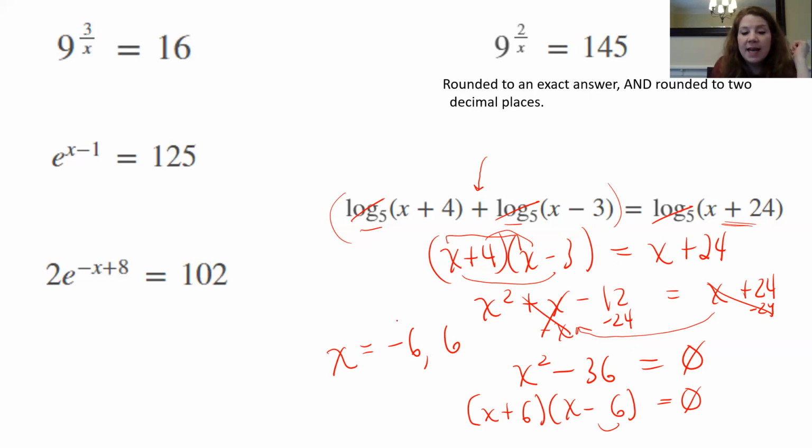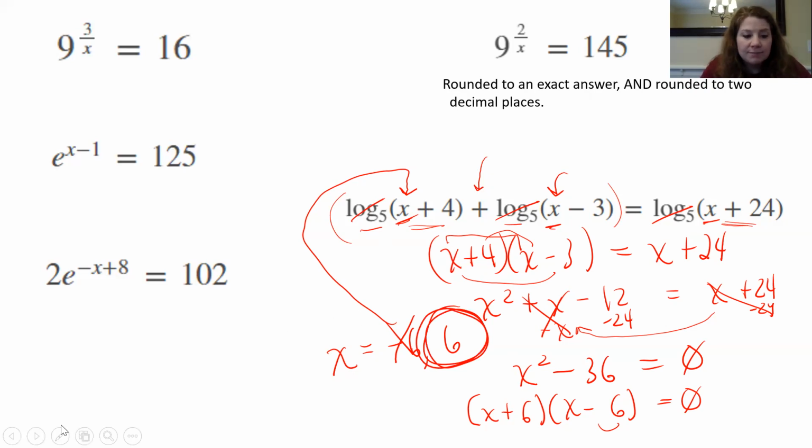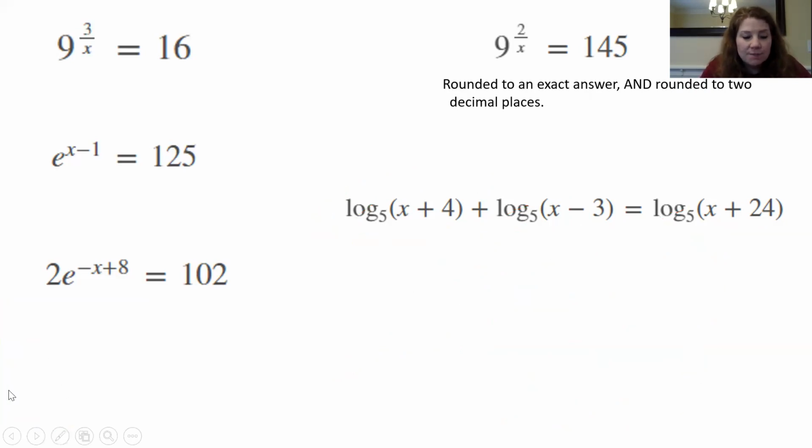However, be careful, because what happens when I plug a negative 6 in? What's negative 6 plus 4? Negative 2. Am I allowed to find the log base 5 of a negative number? No way, I am not. And I would also get a negative 9 right here. So once again, that alone would eliminate negative 6. But if I plugged in positive 6 for x here and here and here, I get all positive numbers, which means my only solution is x equals 6. That is my only solution.